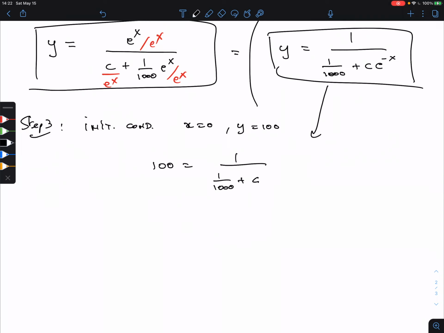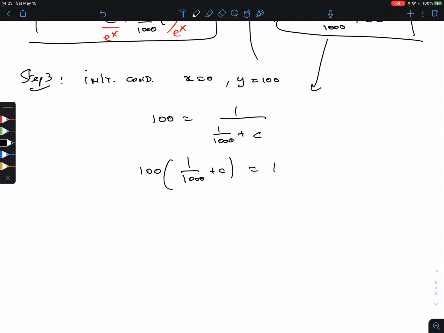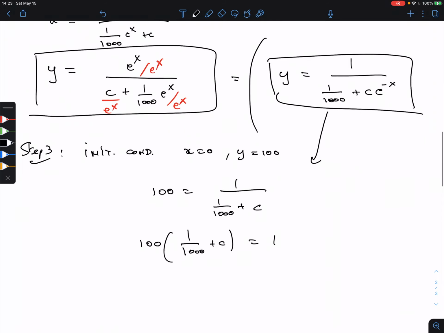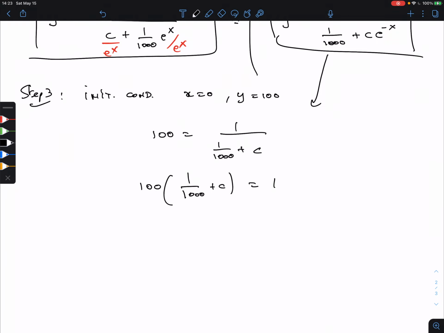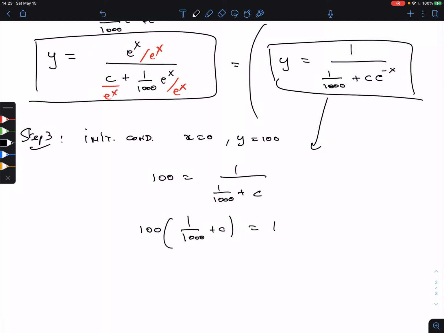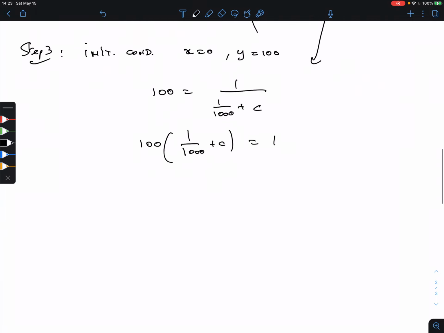Again, taking reciprocals means 1 over 100, or cross multiplying. Okay, let's cross multiply. This is in this case perhaps easier. So I'm bringing this to the other side: 100 times 1 over 1,000 plus C is 1. There is actually a better form, I realize now: if I multiply top and bottom here with 1,000, then I get 1,000C and I rename that my new constant. But I didn't do this, so let's keep going here.